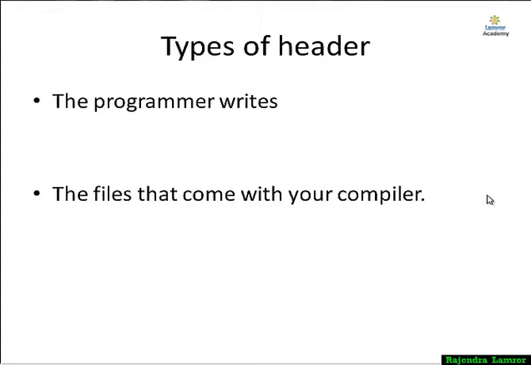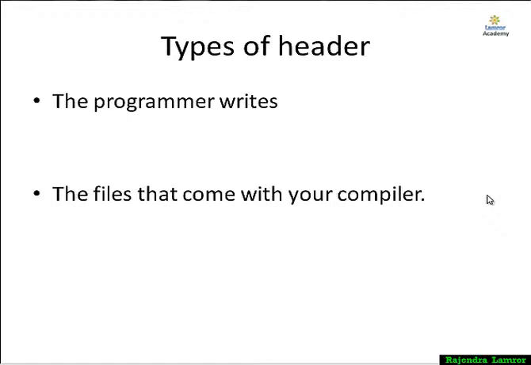Basically there are two types of header files. One is written by programmers like us. We can write our own header files and use them in the program. The other is provided by the compiler. These header files you can use in a program directly, like stdio.h, math.h, string.h. These header files are provided by the compiler.